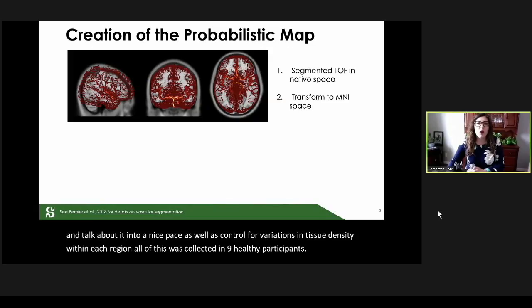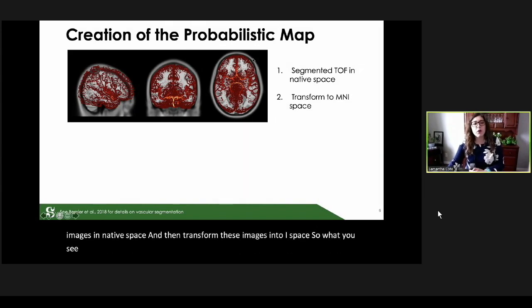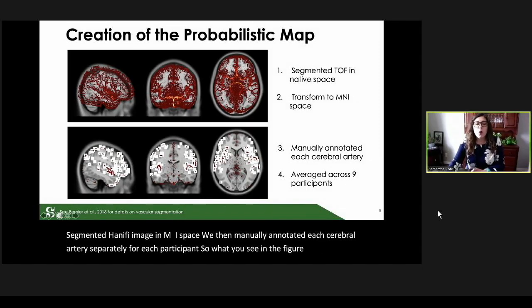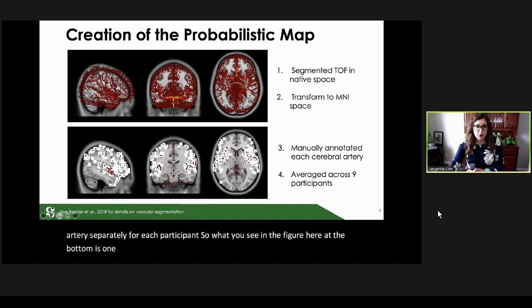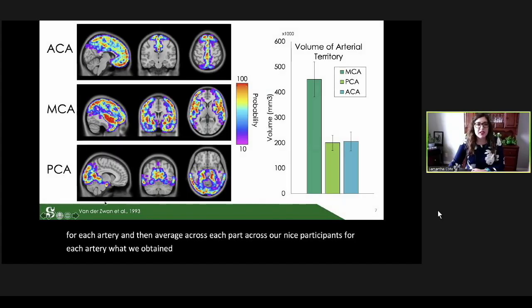In order to create our probabilistic maps, we first segmented our time-of-flight images in native space, and then transformed these images into MNI space. So what you see here in the figure is a projection of one participant's segmented time-of-flight image in MNI space. We then manually annotated each cerebral artery separately for each participant. So what you see in the figure here at the bottom is one participant's annotated middle cerebral artery. We performed this for each artery and then averaged across our 9 participants for each artery. What we obtained was probabilistic maps, which you see here on the left.